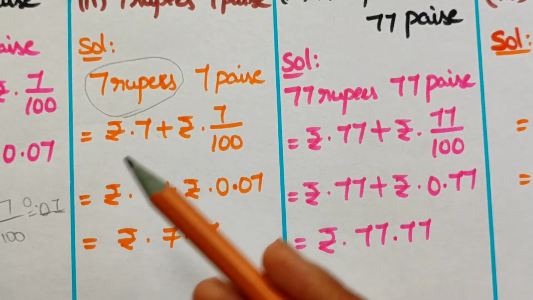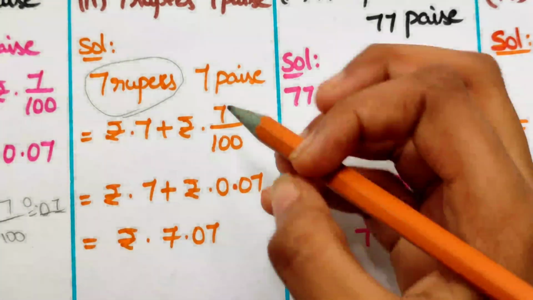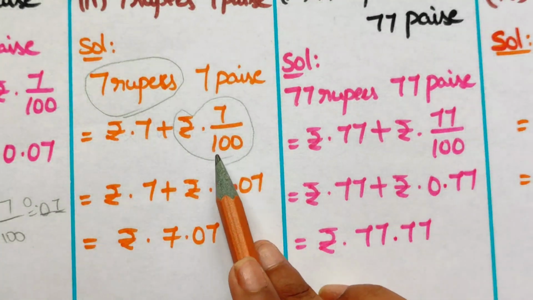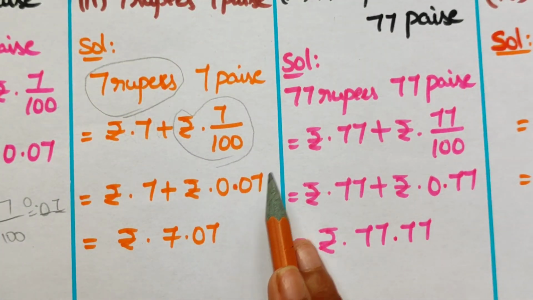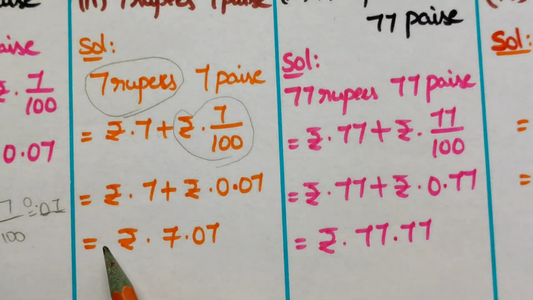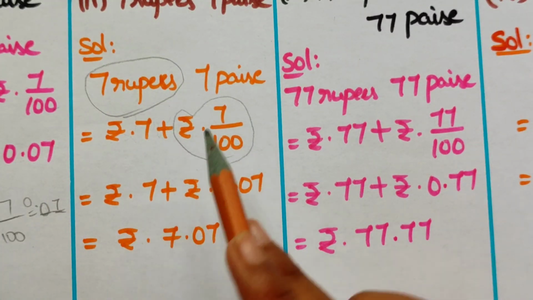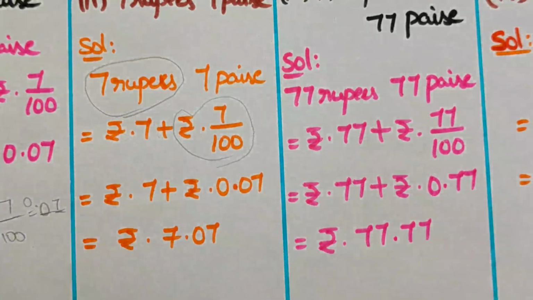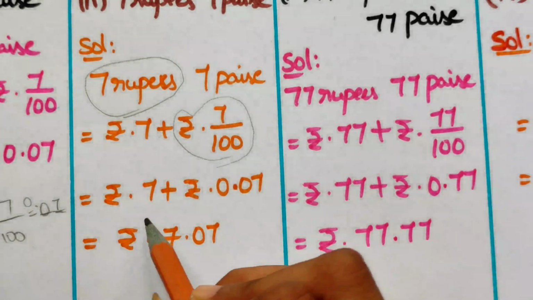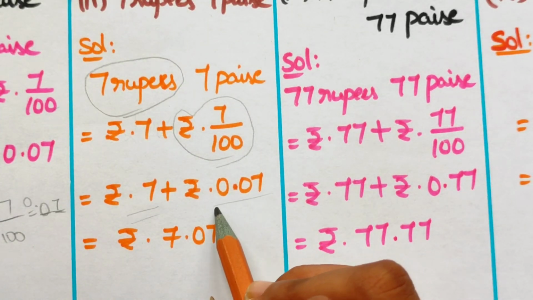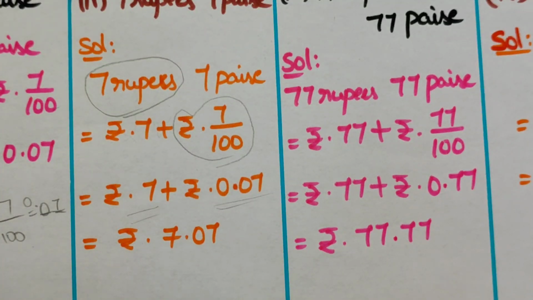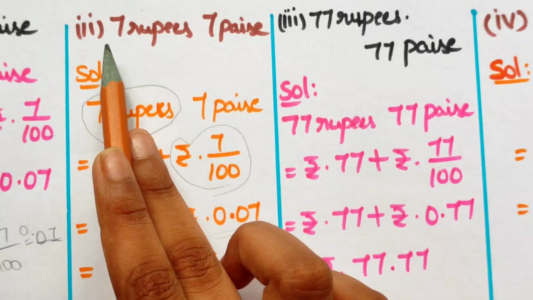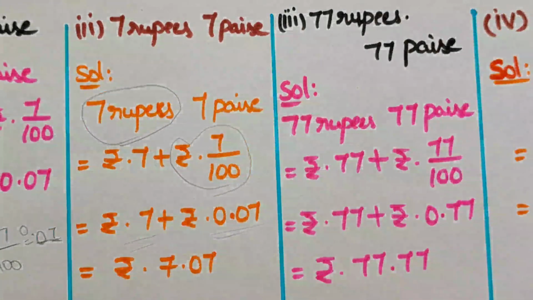Rupees 7 let us write as it is, plus let us convert this fraction 7 by 100. By converting we get 0.07. Clear? Here it is rupees 7 plus 7 by 100 is equal to rupees 0.07. Now we should add rupees 7 and rupees 0.07. Now you may get a doubt. Why shouldn't we add the 7 rupees and 7 paise directly?